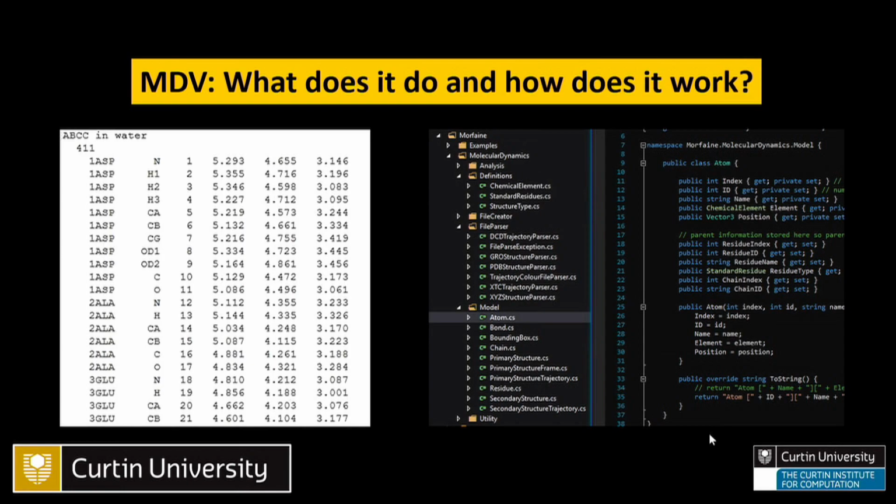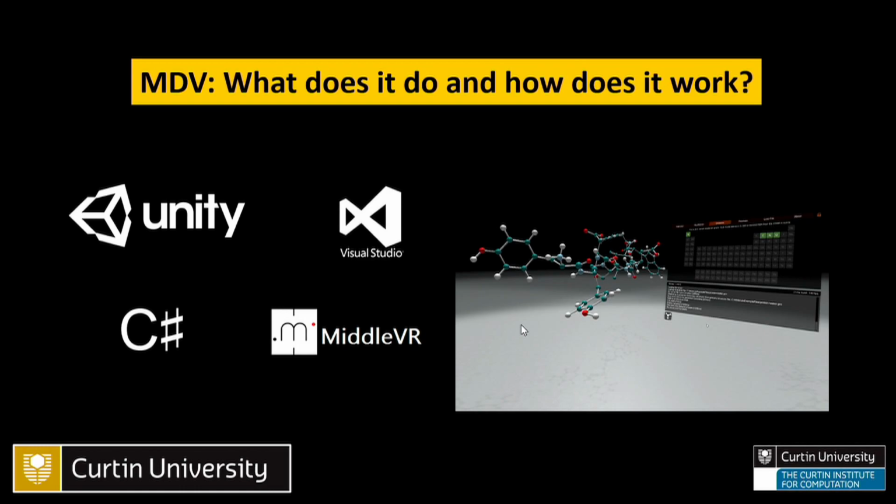Now, a little bit of an insight into how we've done that. I mentioned we've been using Unity. The input files for the tool come out of a molecular dynamics simulation, and that's a text file which looks a little bit like this. In the Unity game engine, it consists of a range of different modules or subroutines, ranging from input parsers to bits of code that actually display and present the different types of items displayed on screen. The Unity engine makes use of Visual Studio and C# internally, and we've also been using a plugin called MiddleVR to achieve the stereoscopic display on our large cylindrical display. And the end result is what's shown here.